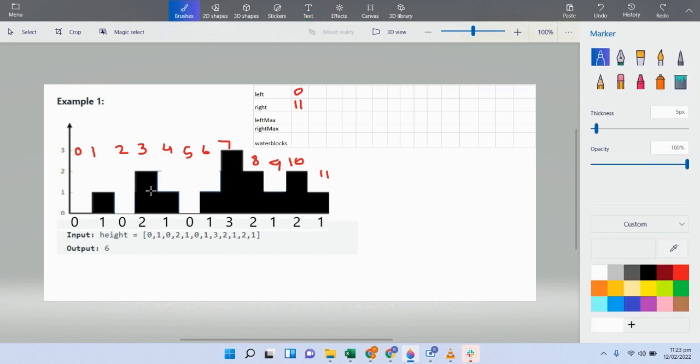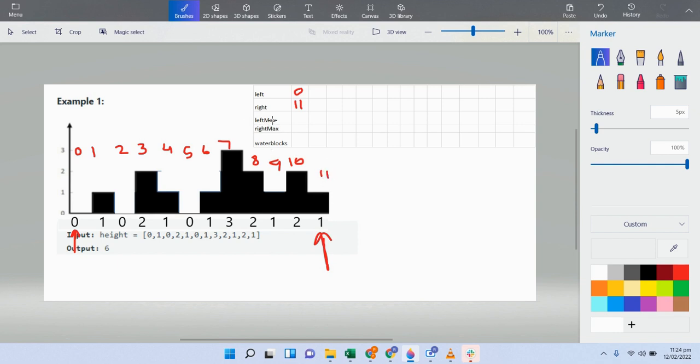So then only I can find the value of the water that can come here, right? So let's try to fill this table based on what I have explained, and I'll try to explain further when I'm explaining this table, right? So the starting point, the left pointer is pointing at this position, which is the zero index, and the right pointer is pointing at the last index, which is 11.